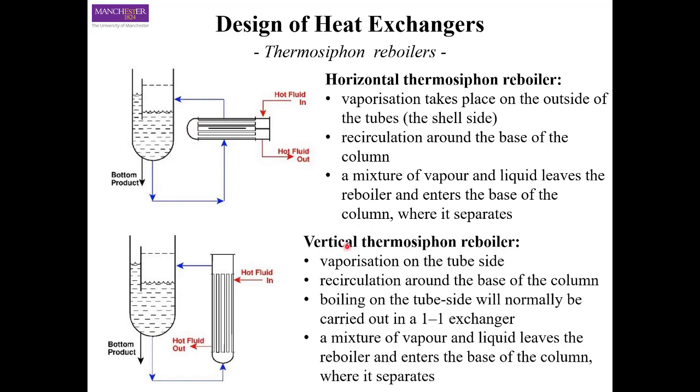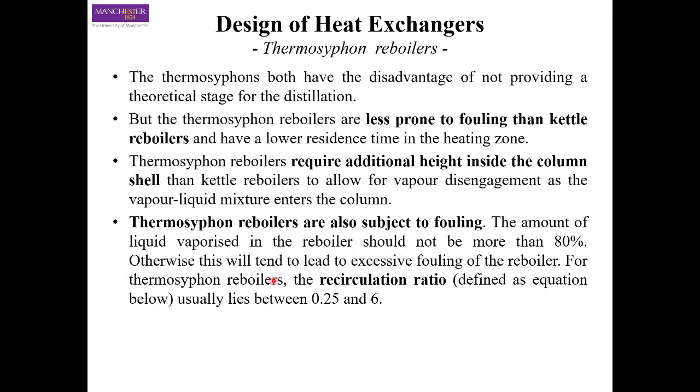And then you have what we call vertical thermosiphon reboilers, and the main difference is that in this one we have the hot fluid in the shell while the vaporization is happening inside the tube. Most of the time these thermosiphon reboilers are one-to-one heat exchangers. It means that they normally do not have multiple passes; they have just one tube pass and one shell pass. So here I have put some journal information about thermosiphon reboilers.